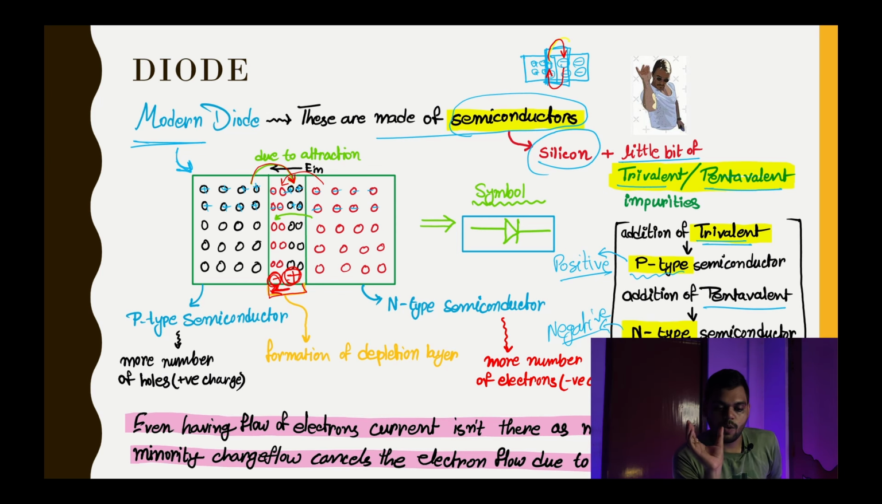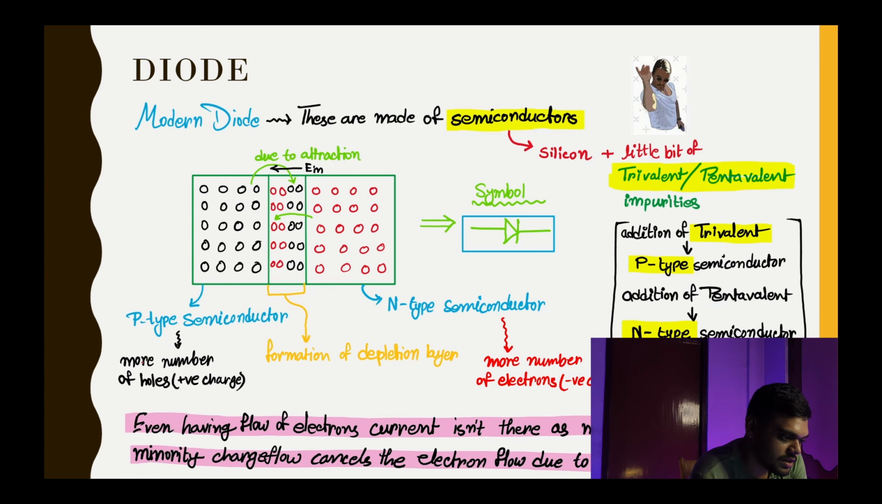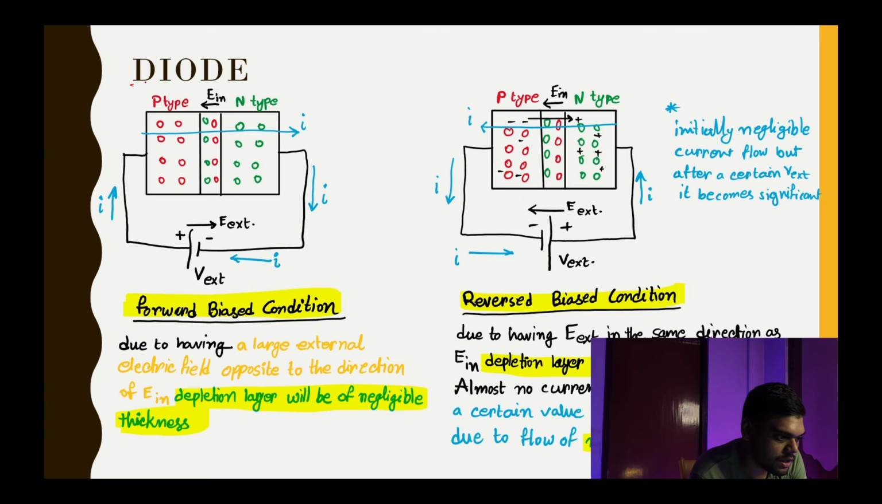That's why on forming a diode, like making those p-type semiconductors and n-type semiconductors sit side by side, it won't flow any current until you give it an external supply. A battery will be required for that reason. So yeah, we have discussed modern diodes. Now let's jump into further explanations.